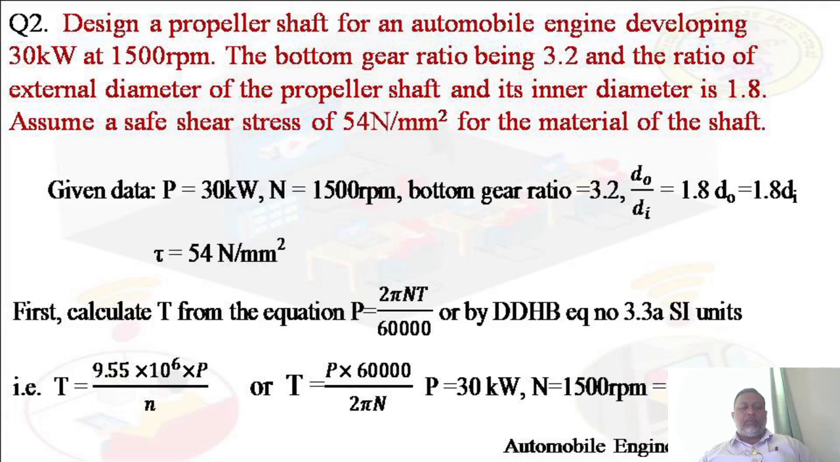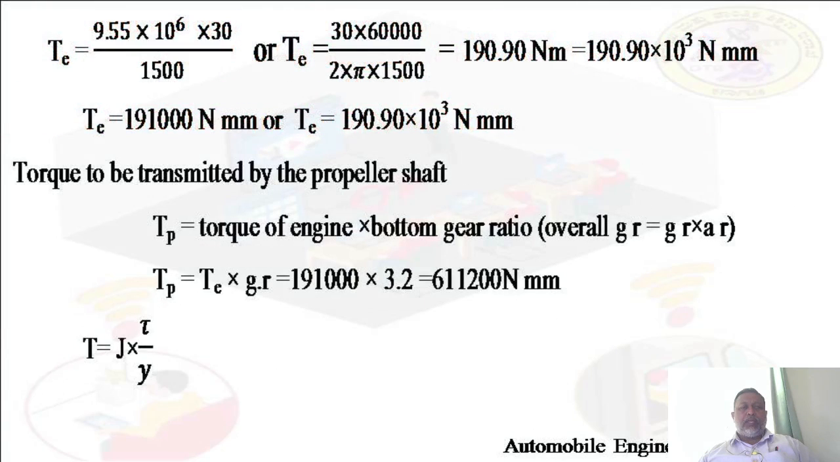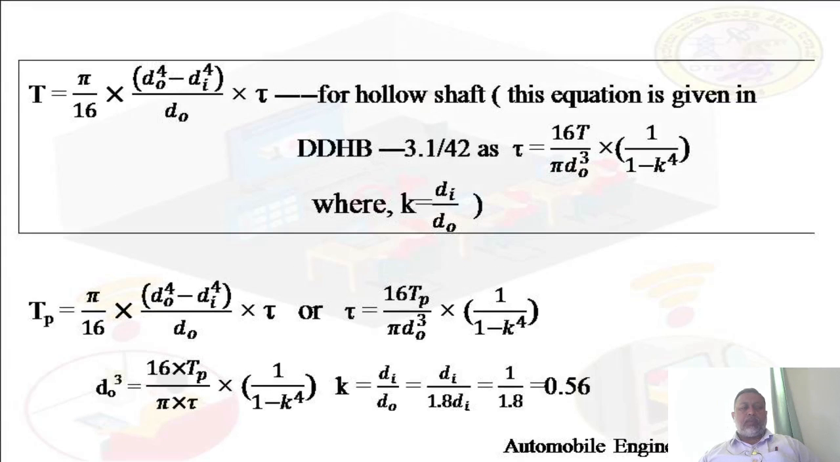T is 9.55 into 10 raised to 6 into P by N. Substituting the values of P and N, I get the torque of the engine as 191,000 Newton mm. Then the torque on the propeller shaft is given by torque of the engine into bottom gear ratio. Multiplying the gear ratio with the engine torque, I get 611,200 Newton mm as the torque of the propeller shaft.